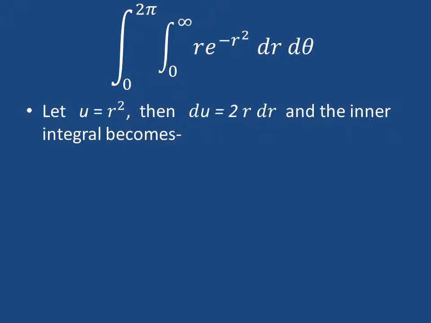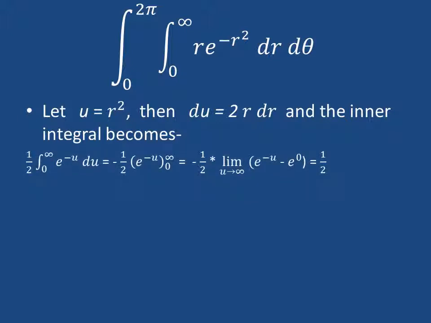And evaluating this integral simply involves letting u equal r squared, making our substitution in the integral, then gives us du equal to 2r dr. Substituting that in the inner integral gives us, in terms of our new variable u, 1/2 evaluated from 0 to infinity. Again, you will go from 0 to infinity when you make the change of variables.